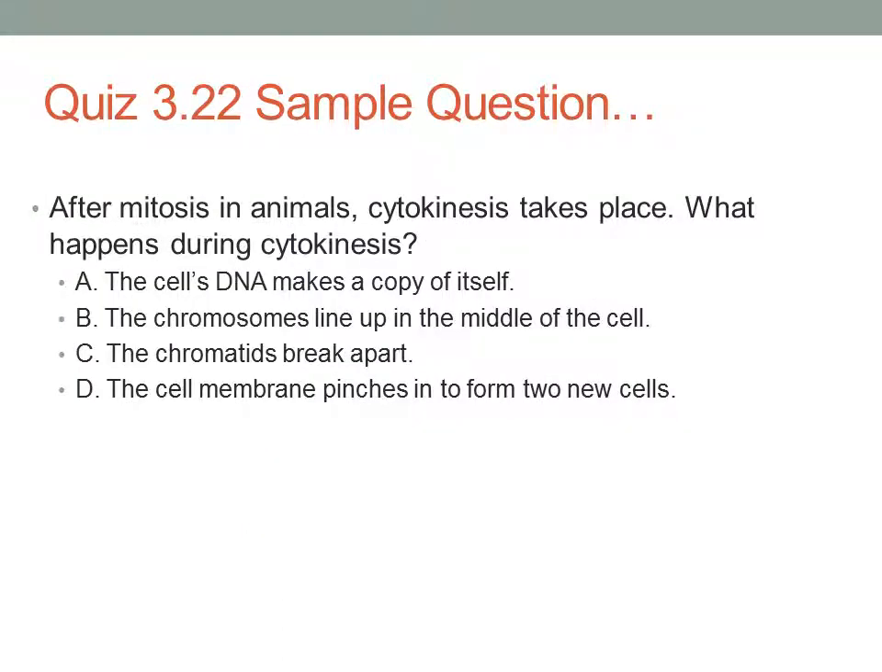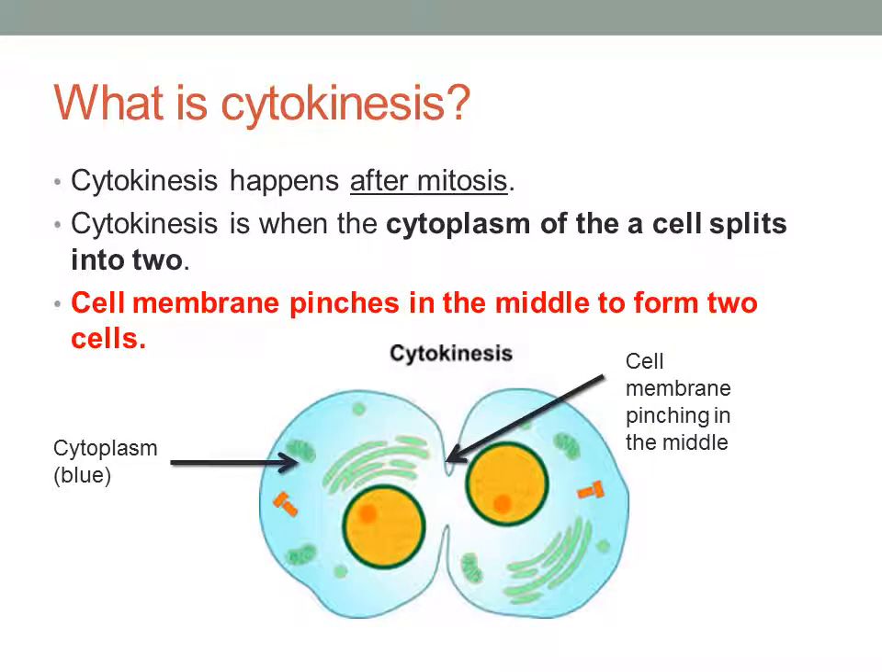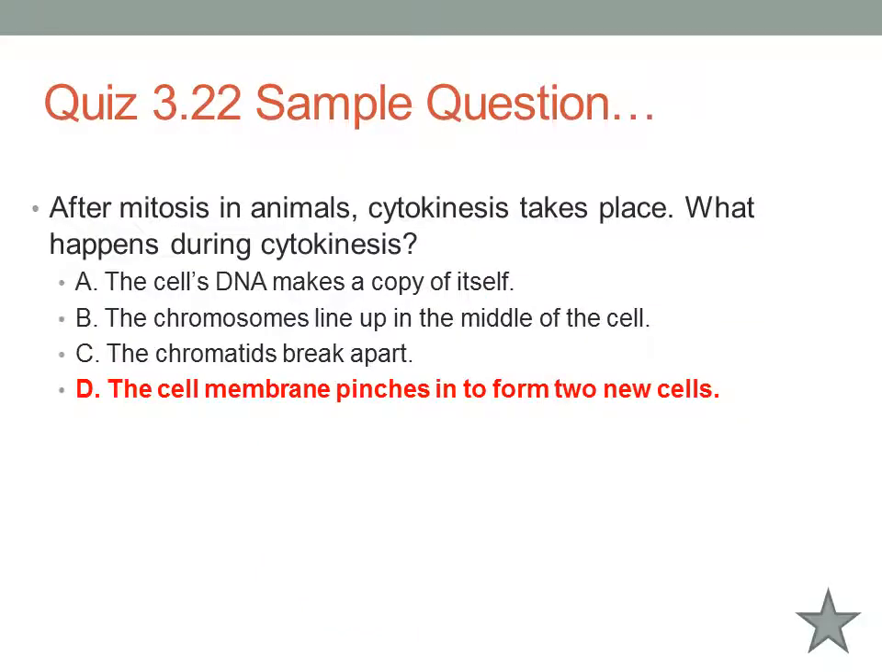So here's another sample question. After mitosis in animals, cytokinesis takes place. What happens during cytokinesis? A, the cell's DNA makes a copy of itself. B, the chromosomes line up in the middle of the cell. C, the chromatids break apart. Or D, the cell membrane pinches in to form 2 new cells. So we see here, when we looked at the slide about cytokinesis, the cell membrane pinches in the middle to form 2 new cells. So the best answer for this one would be D, the cell membrane pinches in to form 2 new cells. So that's it for the review for quiz 3.22.